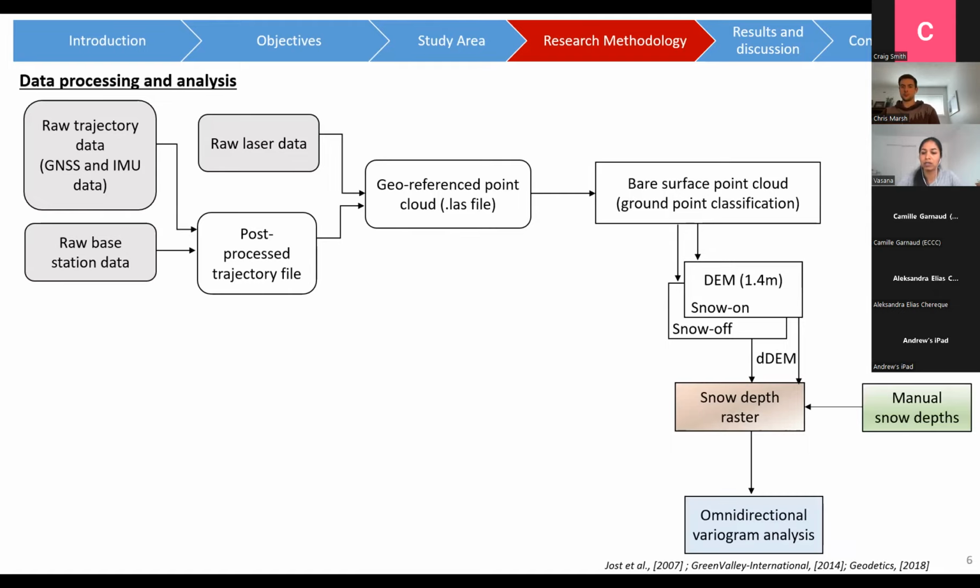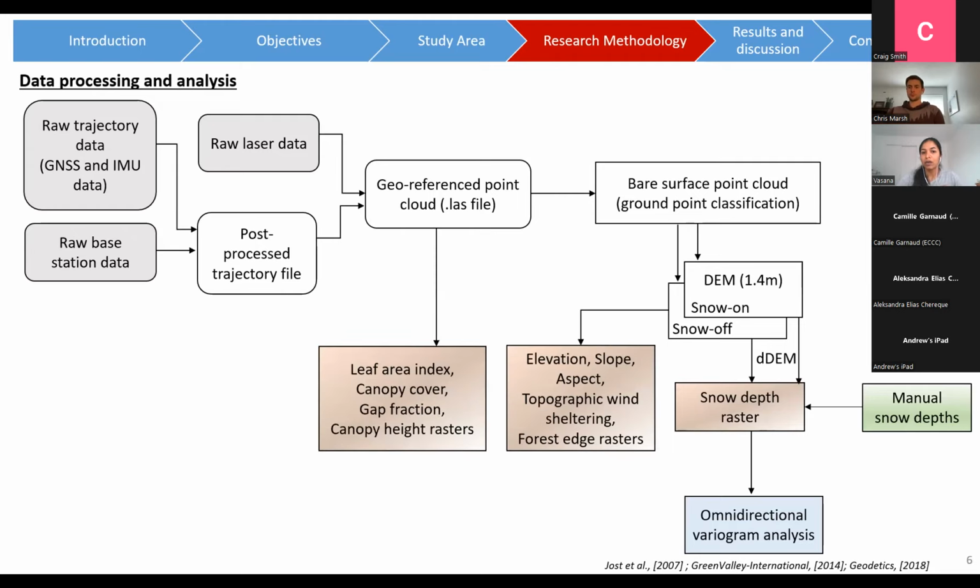As well, we used omnidirectional variogram analysis to assess the spatial correlation and the spatial continuity of our snow depth data. We also produced some rasters, like variables that represent the topographical features as well as the vegetation characteristics in our sites. And together, we used a random forest regression model to investigate the relationship between snow depth and these topographical and vegetation characteristics of each of our sites.